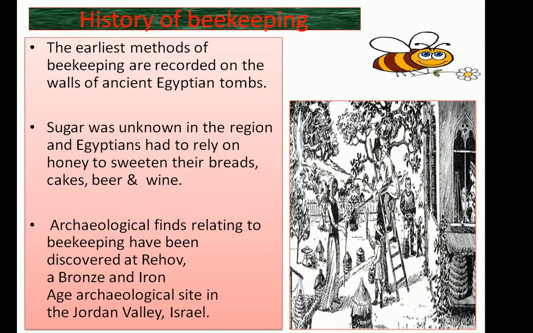Okay. Then, in the history of beekeeping, earlier methods of beekeeping are recorded on the walls of ancient Egyptian tombs. Sugar was unknown in the region, and Egyptians had only honey to sweeten their bread, cake, beer and wines. Archaeological finds relating to beekeeping appeared, and information was discovered at Rehov, a Bronze and Iron Age archaeological site in the Jordan Valley of Israel.